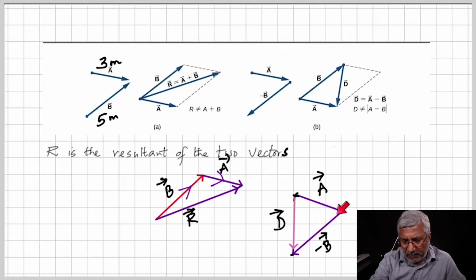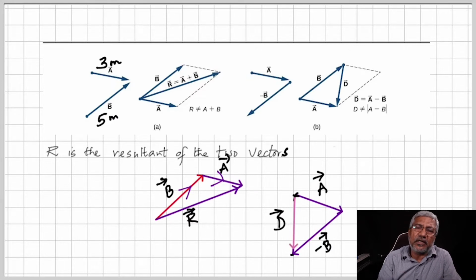But look at B. The direction of B, if you can see the arrow here, is opposite to the vector B, which means it's negative B. So when you add A to negative B, you get D, D standing for difference. So this method is called the end-to-end vector method.